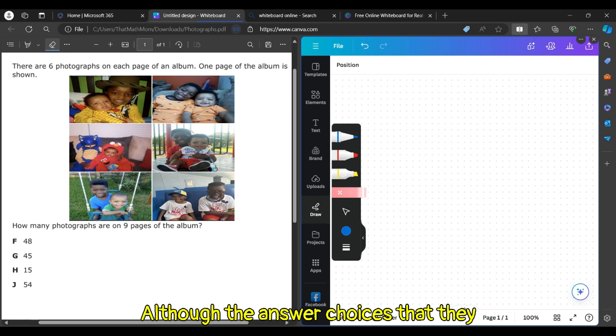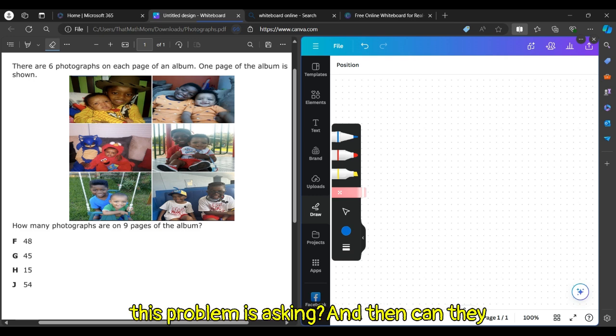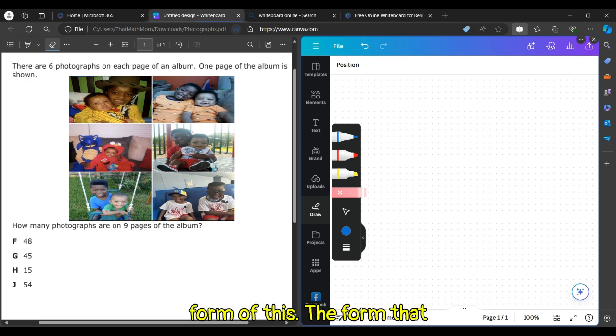Although the answer choices just give an answer, that's not what's expected of the students. What teachers want students to do is not only find the answer, but show their thought process in getting there. Do they understand what the question is asking? Can they make a representation of what the problem is asking? And then can they actually solve to find the answer? They want to see all of these aspects, and each school in this area uses some form of this.